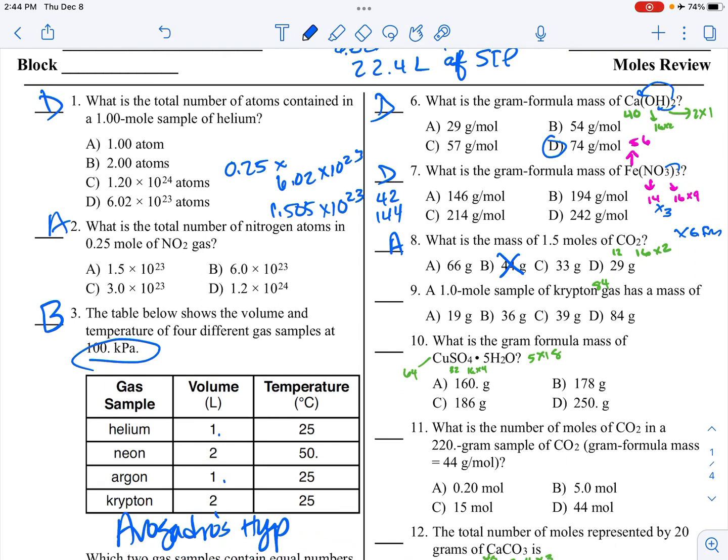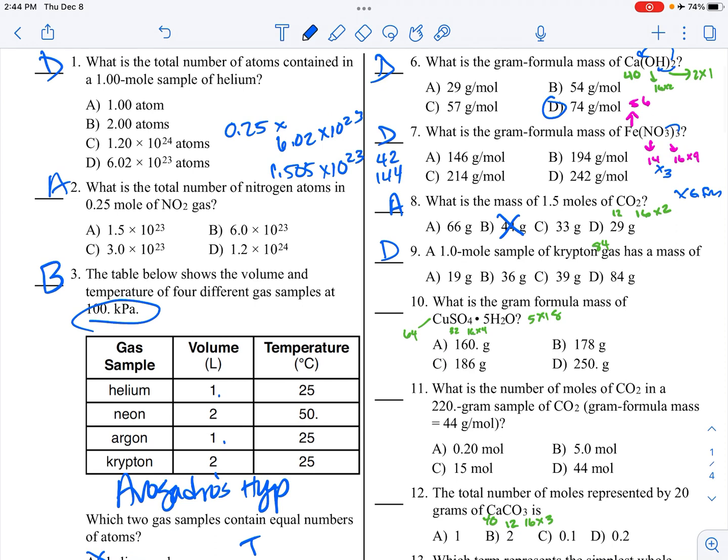A 1 mole sample of krypton gas has a mass of... this is asking you, what is the GFM of krypton? I've already looked it up. It's 84. What is the GFM of this large thing, which is copper(II) sulfate pentahydrate?